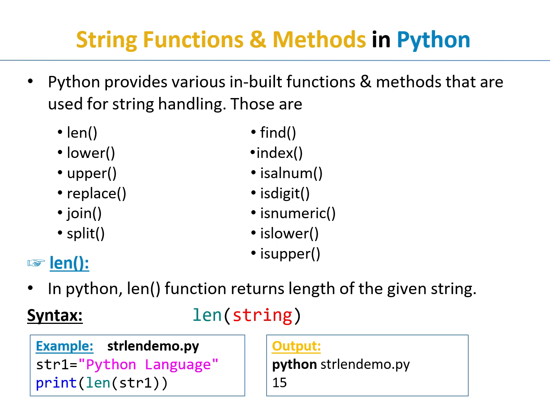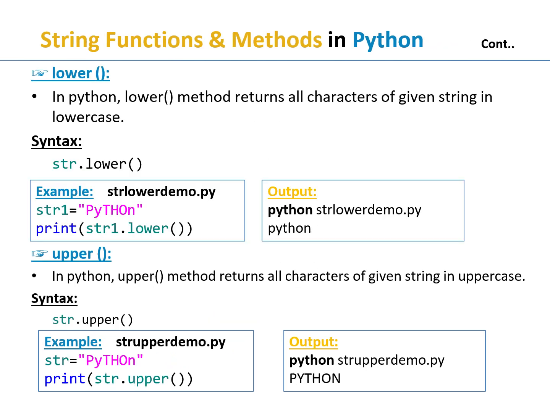The syntax is len of string. Example, string len demo. str1 contains Python language. Print the len of str1. Here the Python language contains 15 letters, so it prints 15. The lower method returns all characters of the given string in lower case.